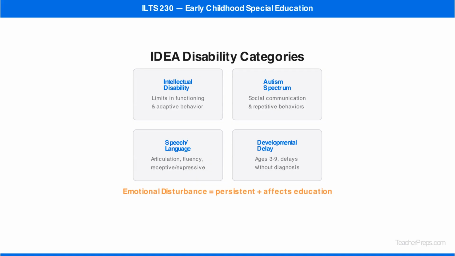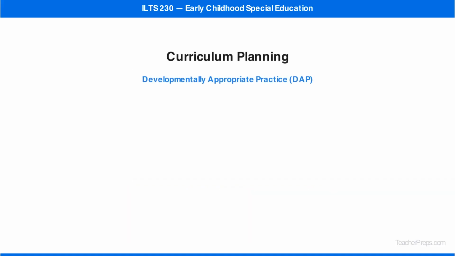Developmental delay is a category for children ages 3 through 9 who show delays in 1 or more domains, but do not yet have a specific diagnosis. Key distinction for test day: emotional disturbance involves persistent patterns that affect educational performance, while behavioral disorders may not meet that threshold. The third piece of Subarea 1 is curriculum planning for young children with disabilities.